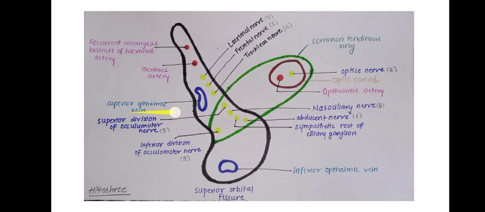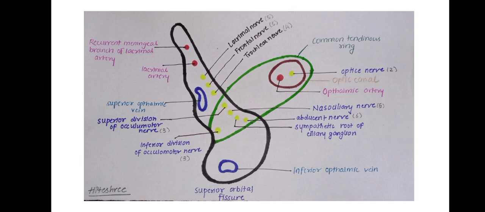The superior ophthalmic vein passes through it. Trochlear nerve, which is the fourth cranial nerve, and lacrimal and frontal nerve pass through it. Lacrimal and frontal nerve are the branches of ophthalmic nerve, which is a branch of trigeminal ganglion. Lacrimal artery and recurrent meningeal branch of lacrimal artery also pass through it.